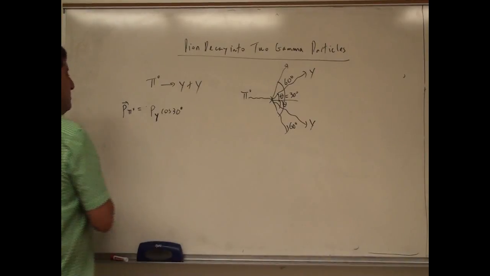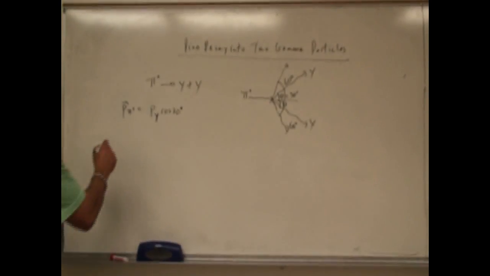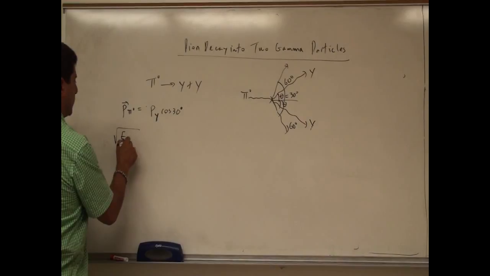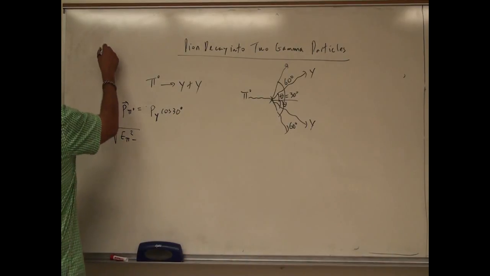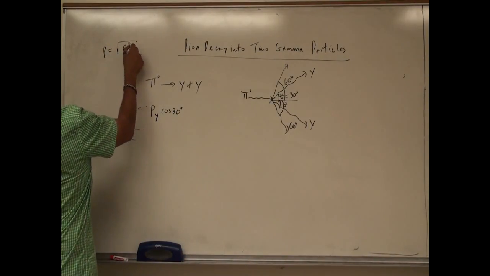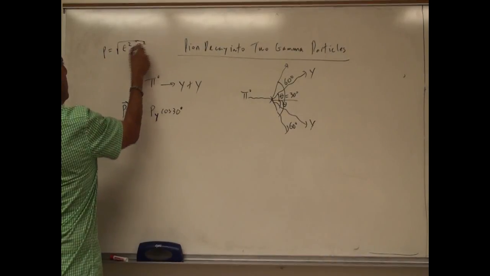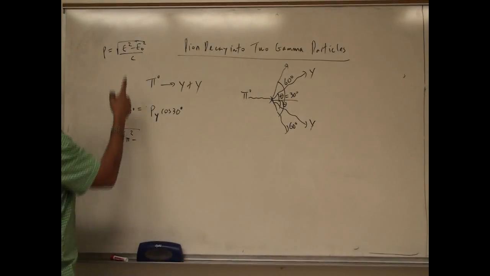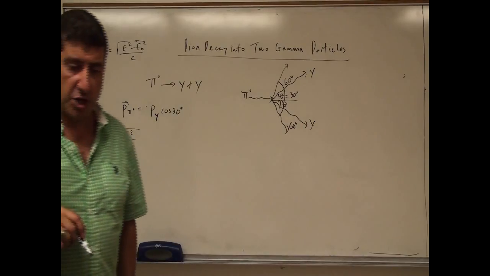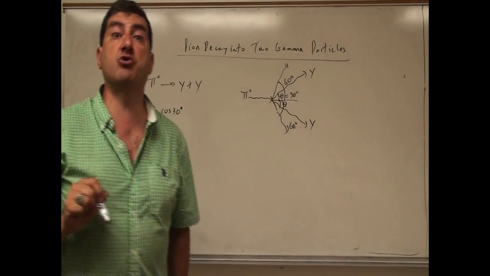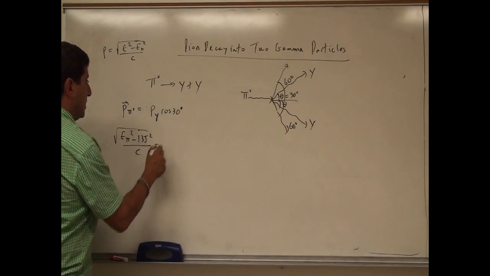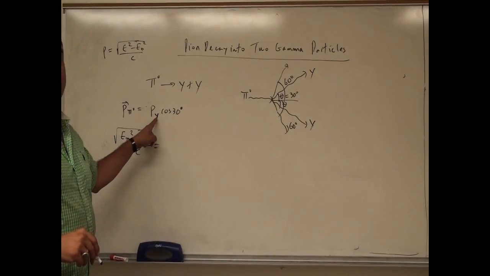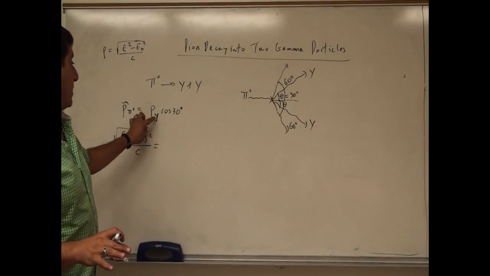So the momentum of the pion is going to be what? Well, that's equal to the square root of the energy of the pion squared minus the rest energy of the pion squared, over c. Remember, the equation I'm going to use for momentum is the square root of energy squared minus the rest energy squared, over c. The rest energy of the pion is 135 mega electron volts, so 135 squared over c.